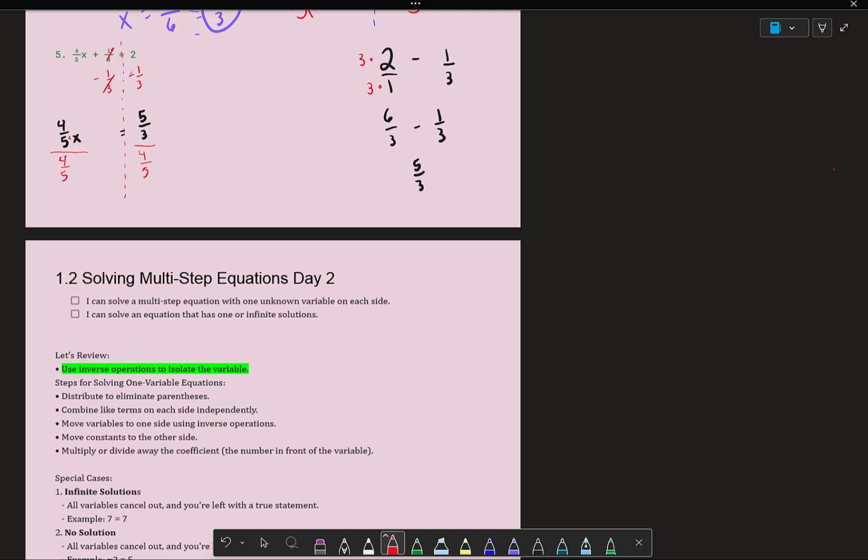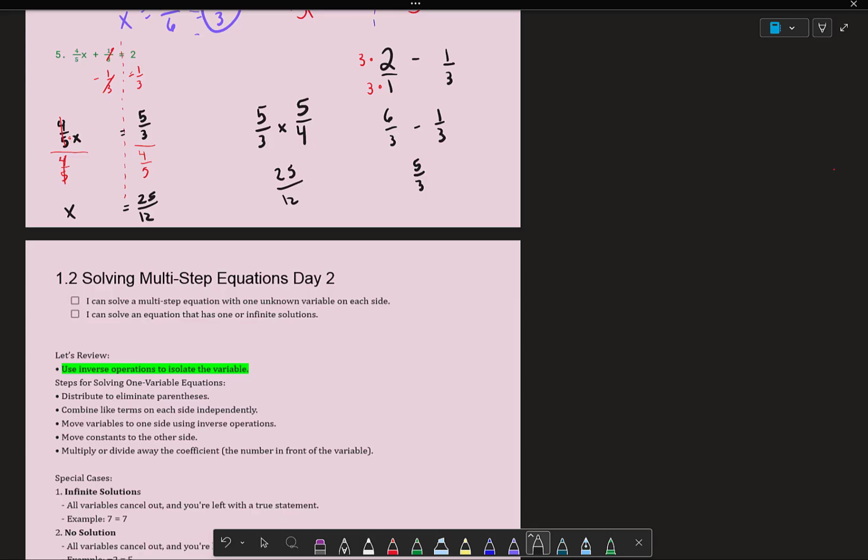Anything divided by itself just gives us 1, in this case 1x. And when we divide a fraction by a fraction, remember what we do actually is we multiply by the reciprocal. So we're going to take 5/3 and multiply by the reciprocal of 4/5, which is 5/4. 5 times 5 across the top is 25. 3 times 4 across the bottom is 12. So we get an answer of 25 over 12 using the first method.